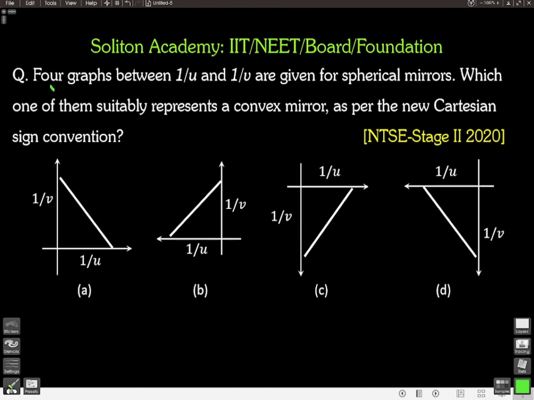Given for a spherical mirror, which one of the following represents a convex mirror as per the new Cartesian sign convention?